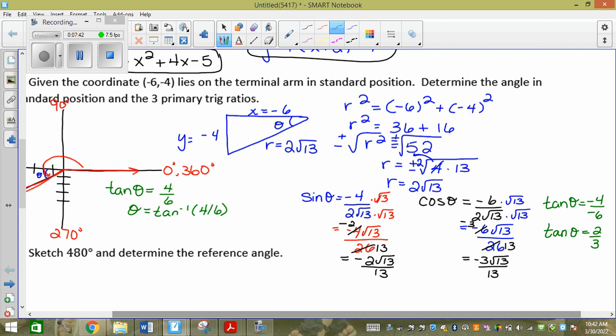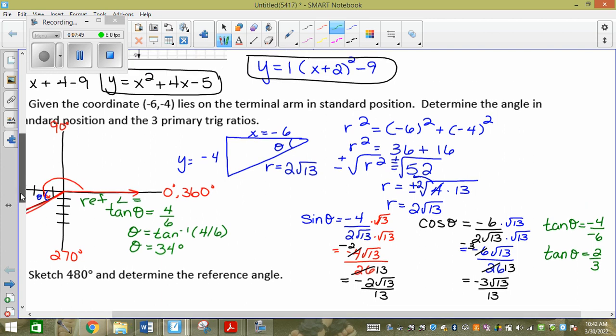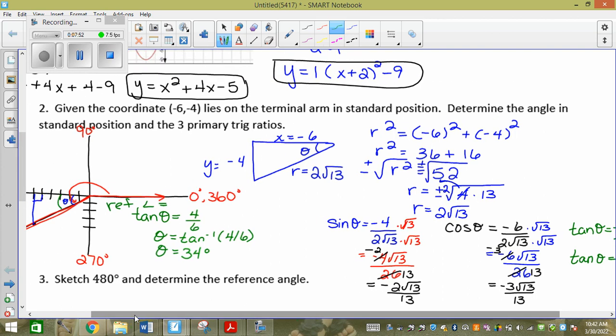34 degrees. So that's my reference angle. So that means this here is 34 degrees. So what is my standard position angle then? What is this? Yes, because what did you do, Chloe? So standard position: theta equals 180 plus 34 degrees. Make sure you have degree symbols, which is 214.